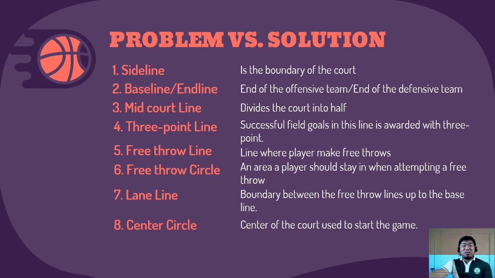Number four, 3-point line, successful field goals from this line are awarded 3 points. Number 5, free throw line, the line where players make free throws. Number 6, free throw circle, an area a player should stay in when attempting a free throw. Number 7, lane line, the boundary between the free throw lines up to the baseline. And lastly, center line, the center of the court used to start the game.